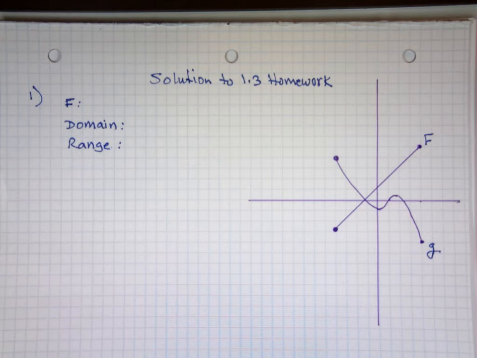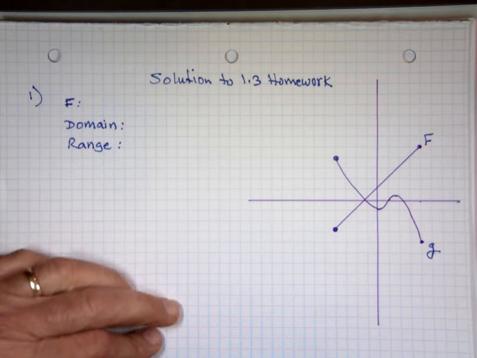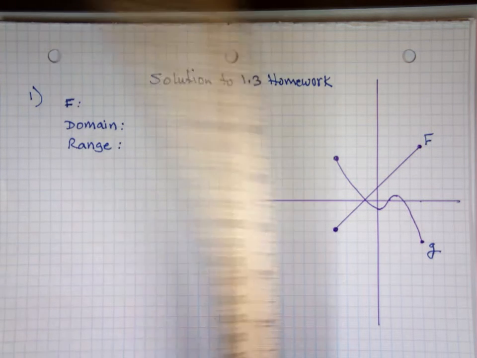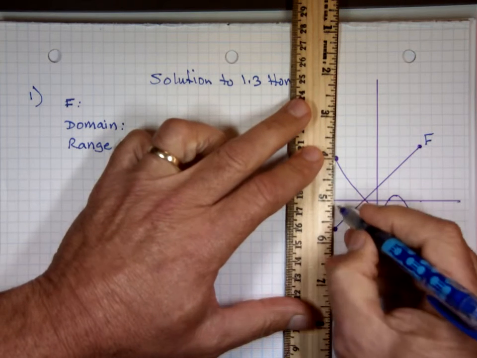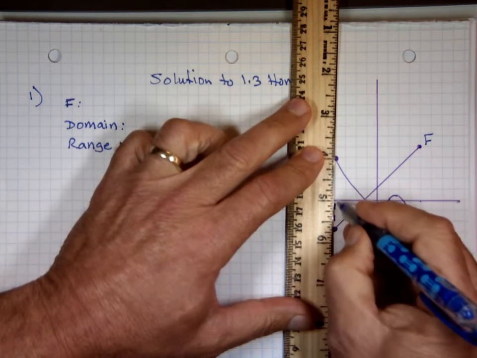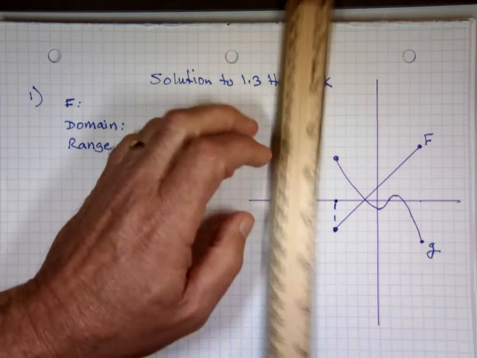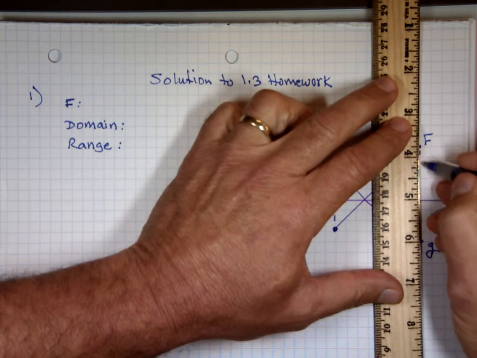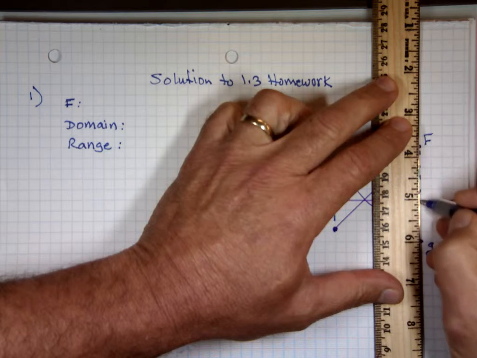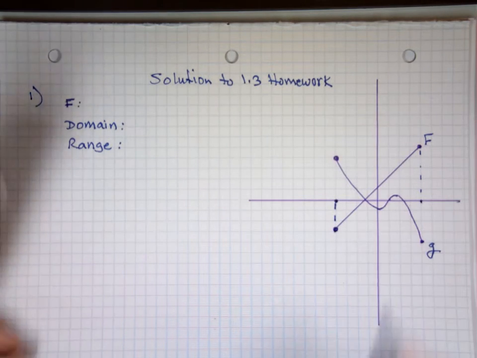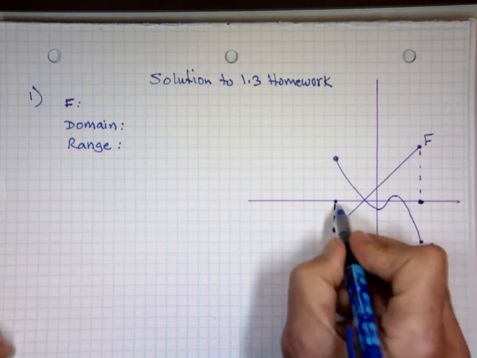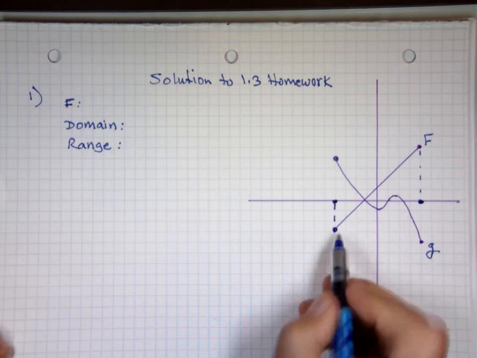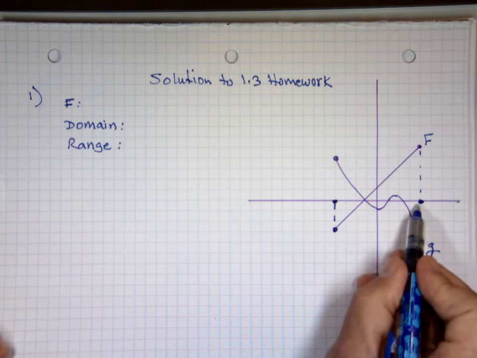Now, where's the x value for the f? The f is the straight line. The x value for that goes from where? From this value here, all the way to where? To this number, to this one. From this, because that's including that point, from this value to this value.